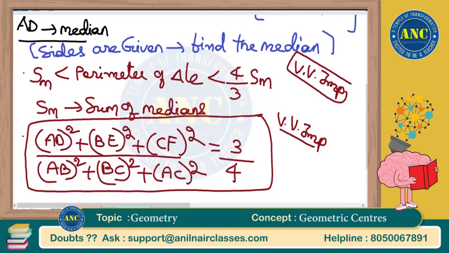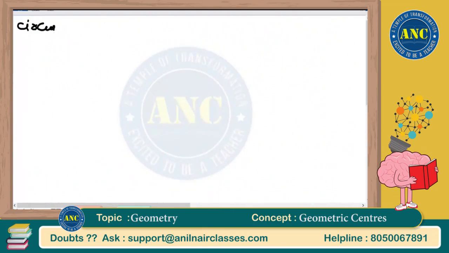How to find out the length of the median? By using the Apollonius theorem. Two important conclusions with respect to the Apollonius theorem: the perimeter of a triangle always lies between the sum of the medians and 4/3 of the sum of the medians, and the sum of the squares of the medians is nothing but 3/4 of the sum of the squares of the sides. First, centroid. I hope it is clear.